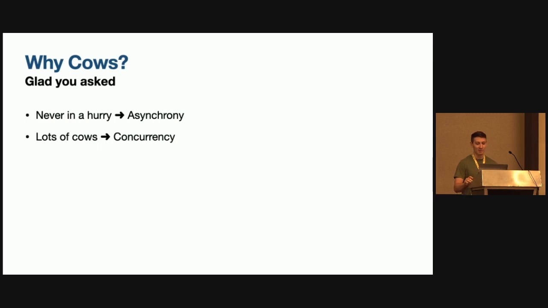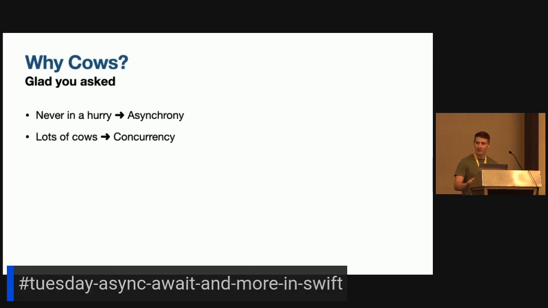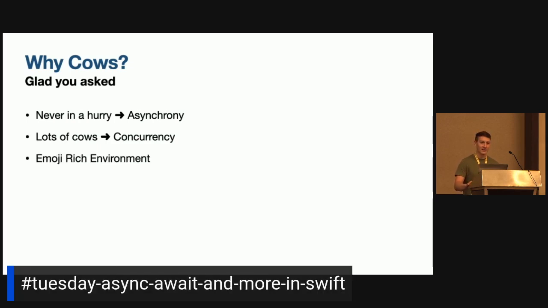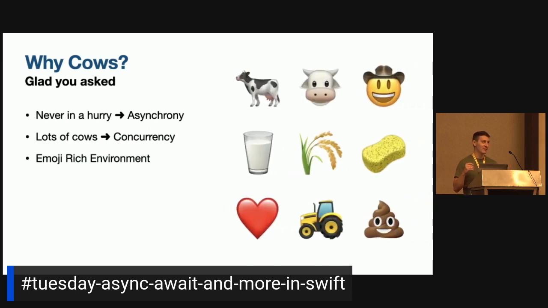Well, cows are really great because they're never in a hurry, and we can demonstrate asynchrony. And also, when you have a lot of cows, you can pretty easily demonstrate concurrency as well. And finally, it's early in the morning and you might be falling asleep. This is an emoji-rich environment, so if these new concurrency features don't keep you around, then maybe the emoji will.